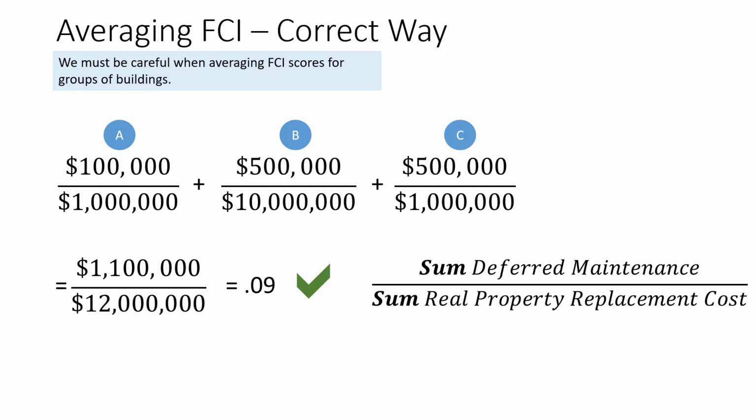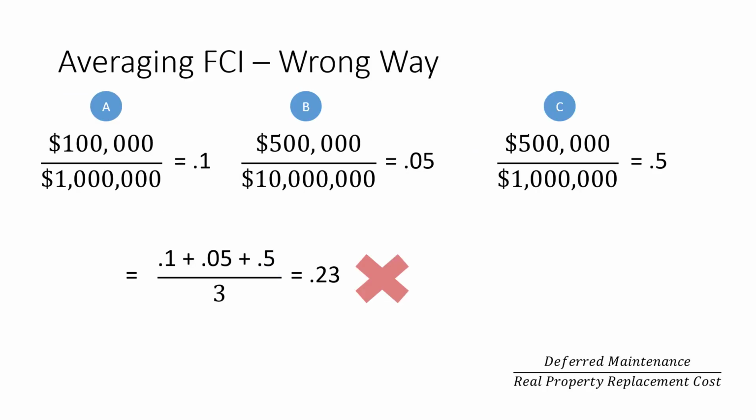The way that we create an overall FCI is to sum all of the deferred maintenance and divide that by the sum of the combined real property replacement costs. And in this example, we can see that the overall FCI for these 3 buildings comes out to 0.09. On the other hand, if we simply average the FCI scores, we get a vastly different result. Here, because we're averaging, we get a 0.23 FCI for the exact same assets.